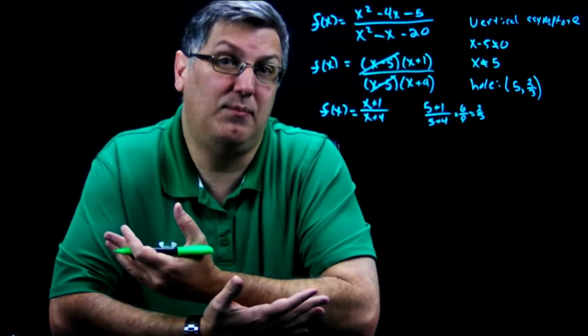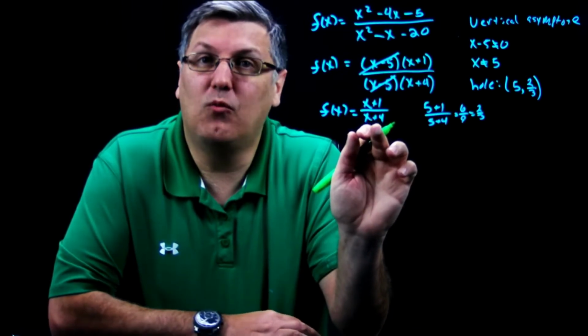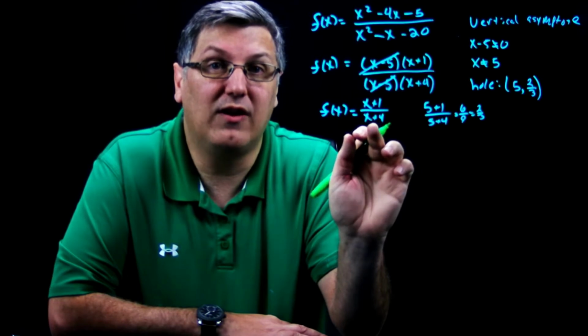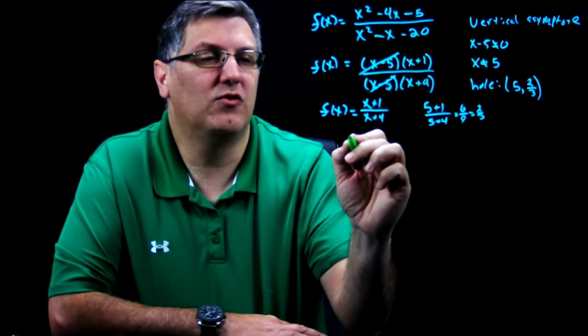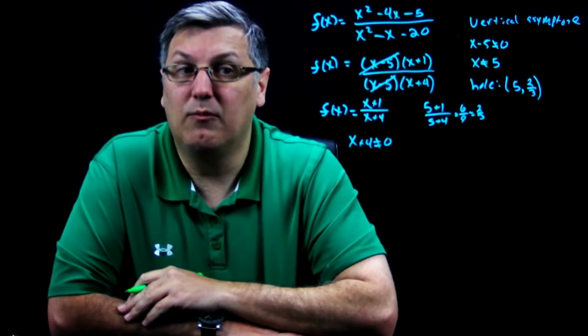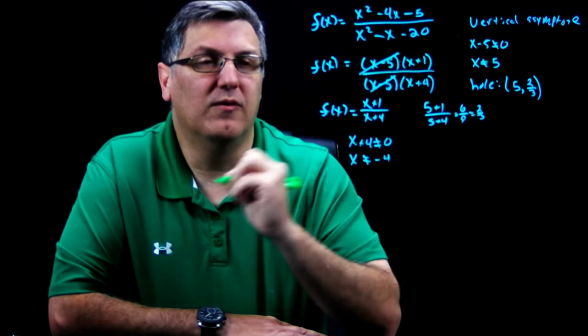All right. So now I need to look and see what other number can't I be? What other number can this not be? Well, I'm going to take whatever's left after I reduced it, taking any removable discontinuities out, and set that not equal to 0. So I'm going to say x plus 4 cannot equal 0. And I'm going to solve. I'm going to say x cannot equal negative 4.